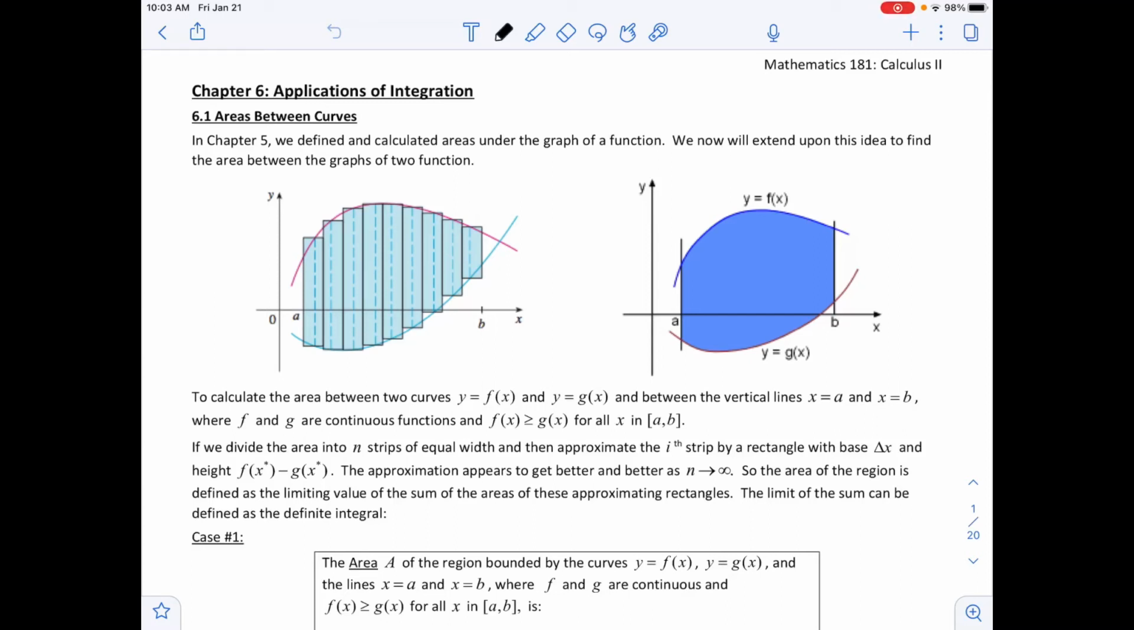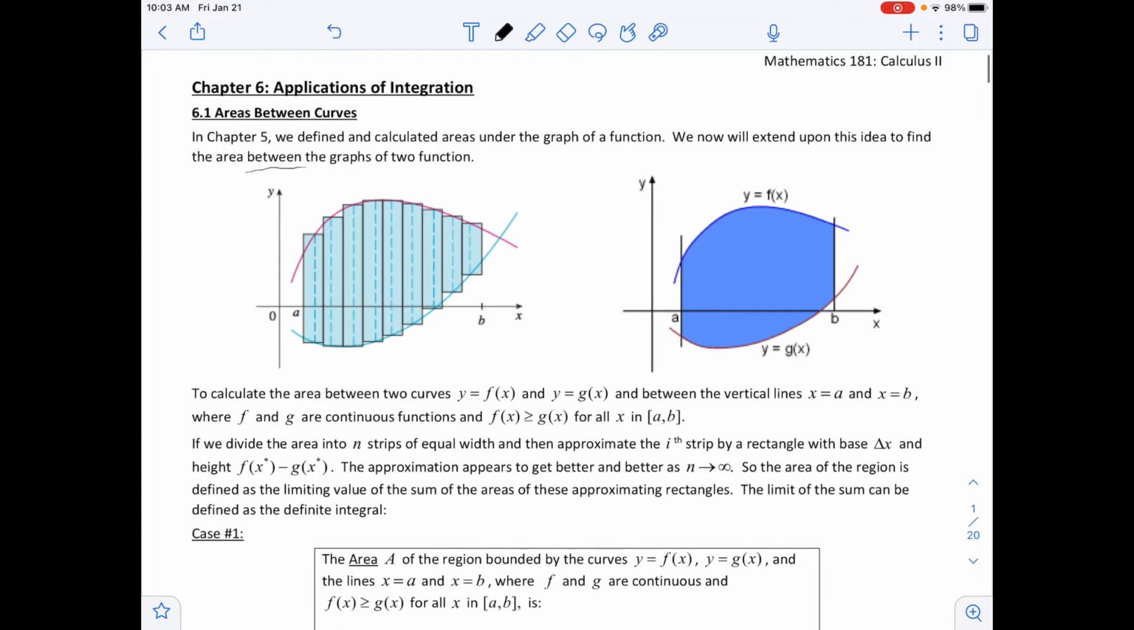We are in Chapter 6, Applications of Integration. Section 6.1 is Areas Between Curves. In Chapter 5, back in Calc 1, we defined and calculated areas under the graph of a function. We now will extend upon this idea to find the area between the graphs of two functions.